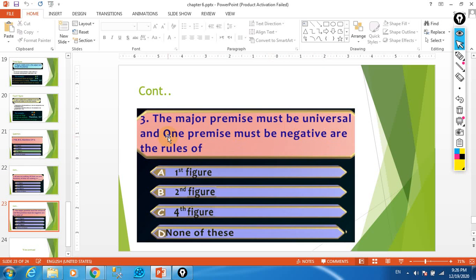Next: the major premise must be universal and one premise must be negative, or the rules of dash. Which figure is it? Here we explained the rule that the major premise must be universal and one premise must be negative.